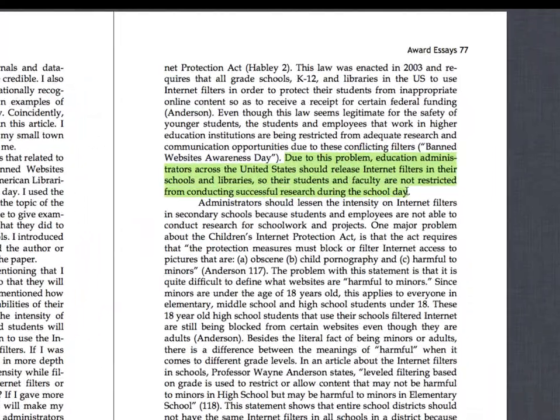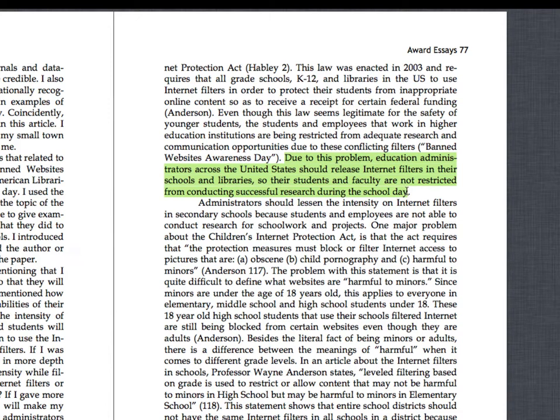Now her thesis makes a clear claim about what she's going to argue and also shows us that she's arguing to education administrators. She says, "Due to this problem, education administrators across the United States should release internet filters in their schools and libraries so their students and faculty are not restricted from conducting successful research during the school day." So she says what she's going to claim, that they should release internet filters, and why that's important: so that students and faculty can do more successful research.